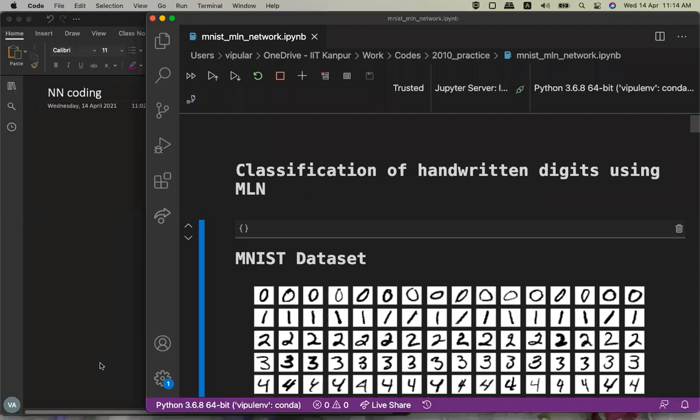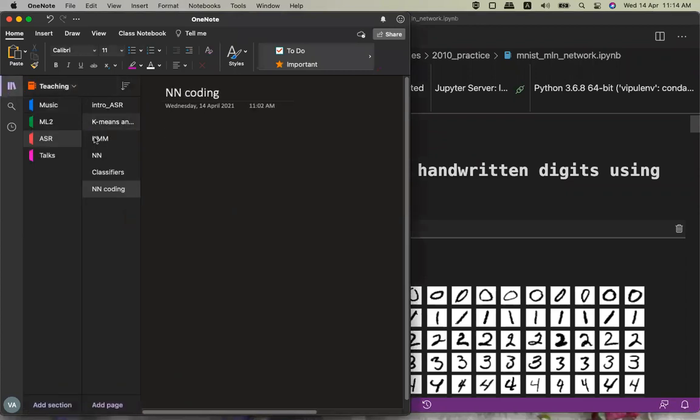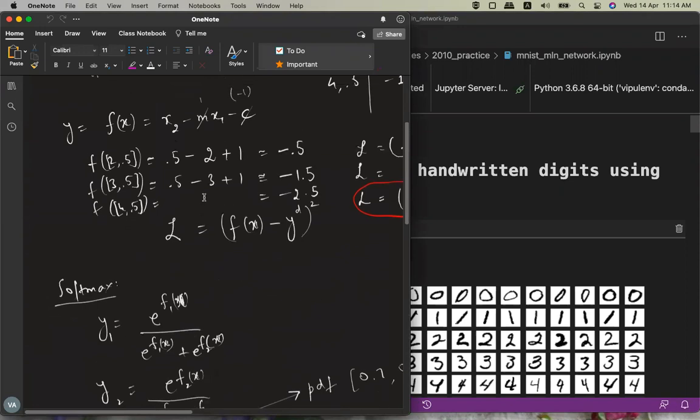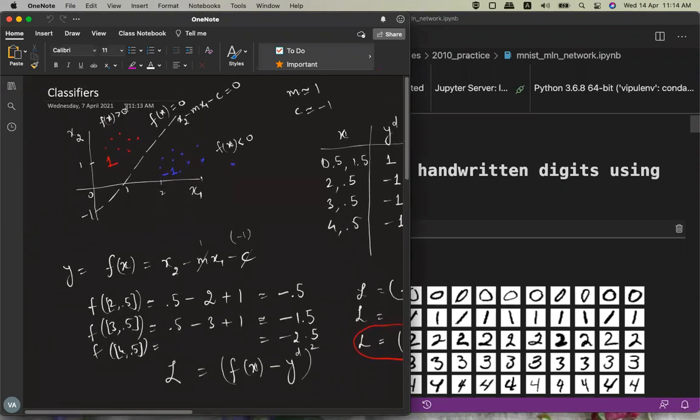Okay, so what we are going to discuss today is an application of neural networks for a classification problem. As we have seen in the general theory, if you want to use neural networks for classification, then we know that neural networks create many separators.